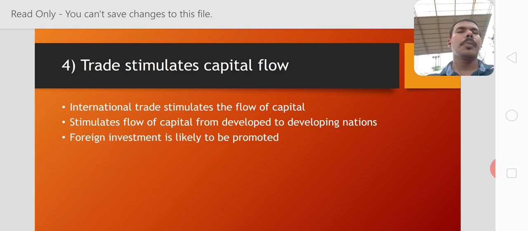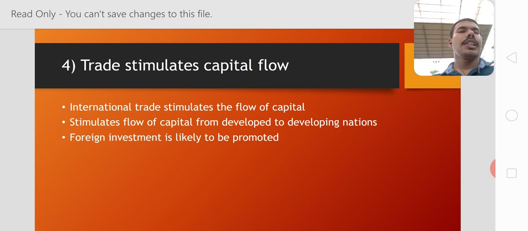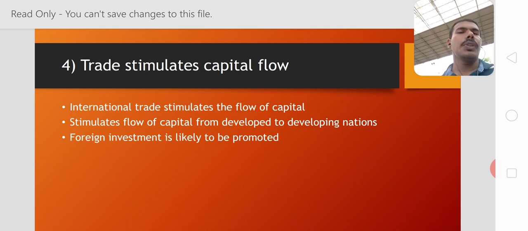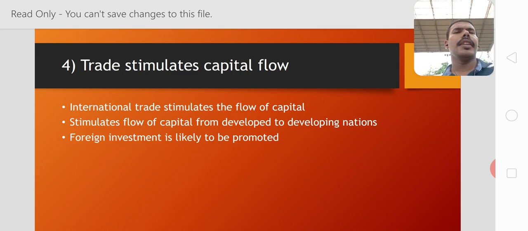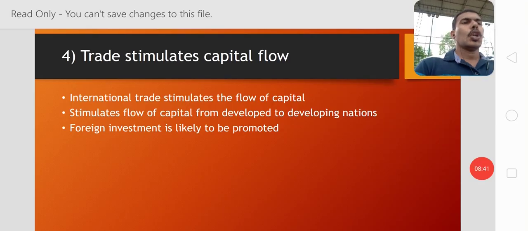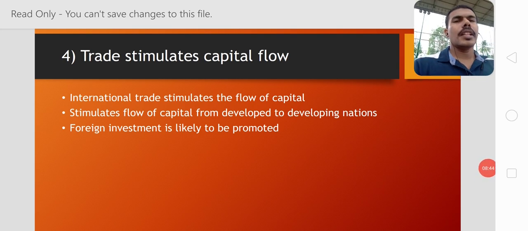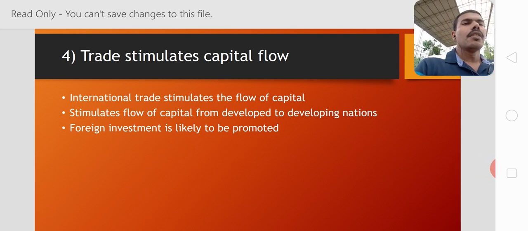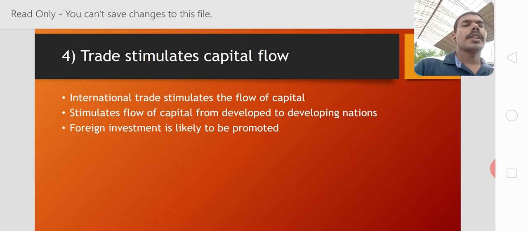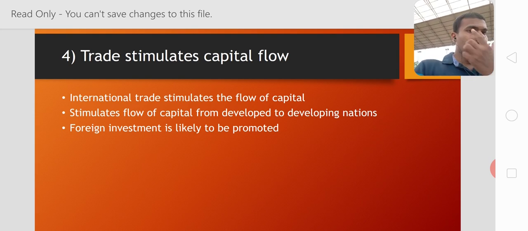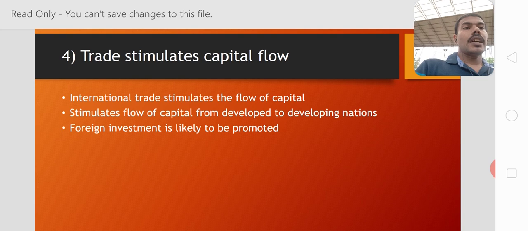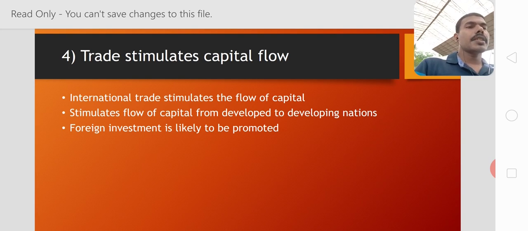It is stimulating the flow of capital from developed nations to developing nations. So this is, for example, happening in two ways. One way is foreign investment is likely to be promoted in a nation where international trade is bringing growth to the nation. So for example, foreign investment will come into the export sector as it is generating income, it is contributing immensely to the economic development.